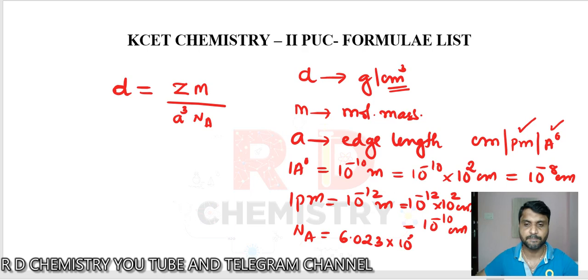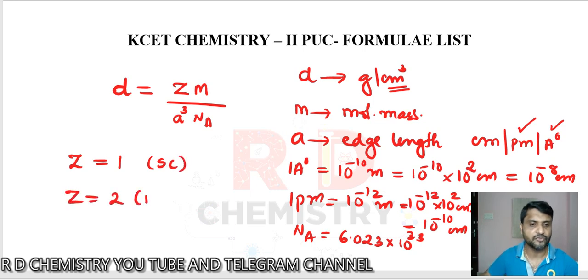Now, Na stands for Avogadro number, 6.022 into 10 power 23 particles per mole, right? Then what does Z stand for? Z stands for number of particles per unit cell. Z is equal to 1 for simple cube. Z is equal to 2 for BCC. And Z is equal to 4 for FCC.